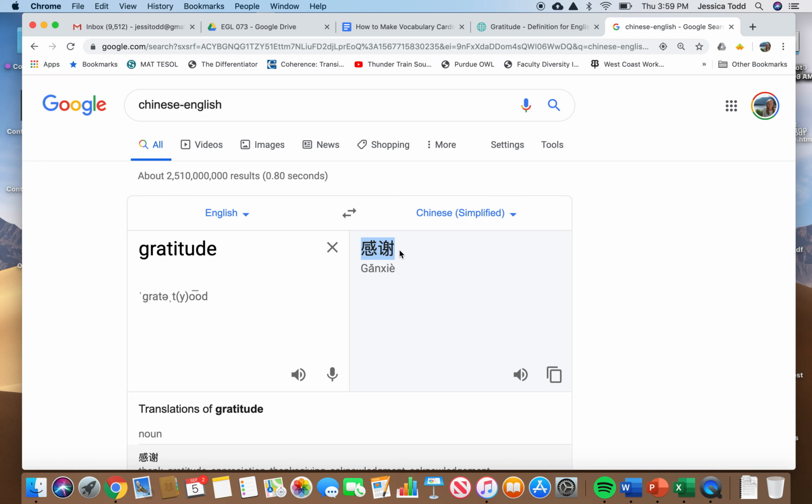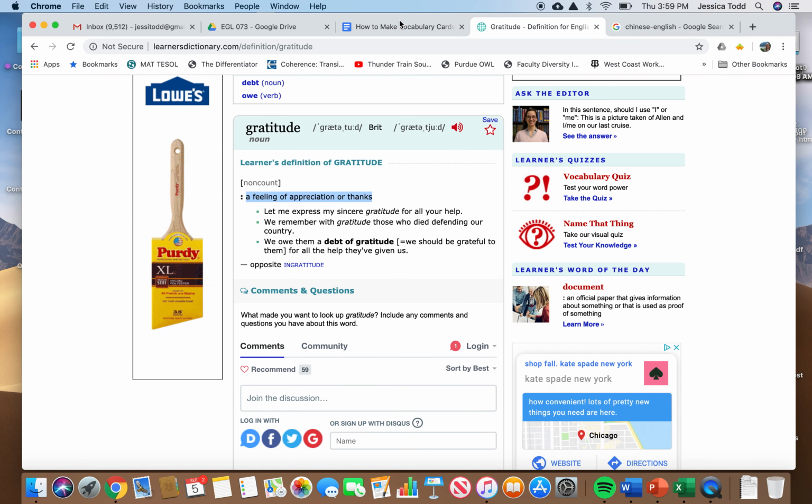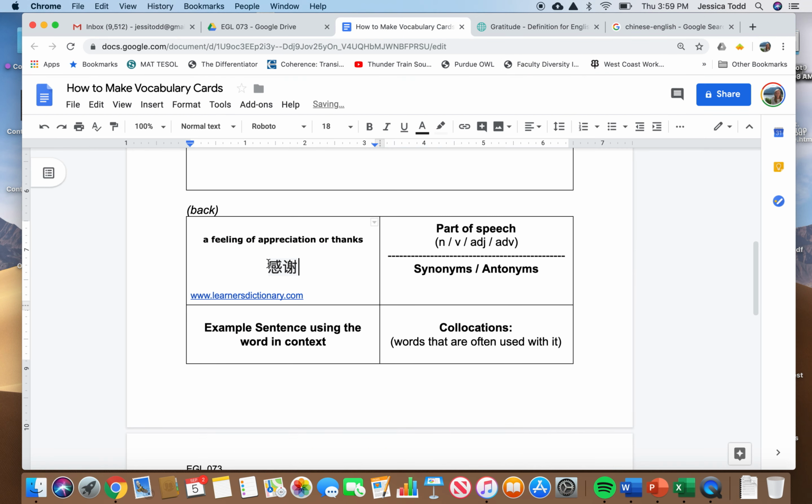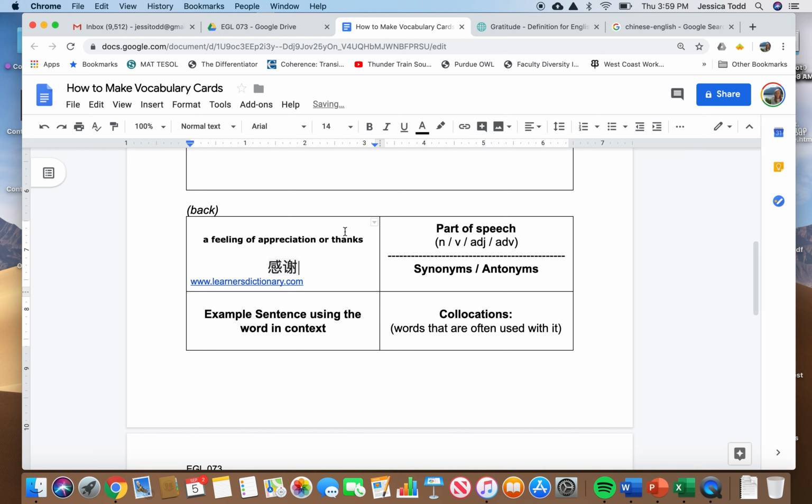感谢 is the meaning in Chinese. So I'm going to put it here. I'm going to pretend like I'm a Chinese speaker, and I'm going to put my Chinese translation right there. Again, please don't write Chinese. You're going to write your language here, your translation, okay? So that's easy. We can use the dictionary for those two, right?